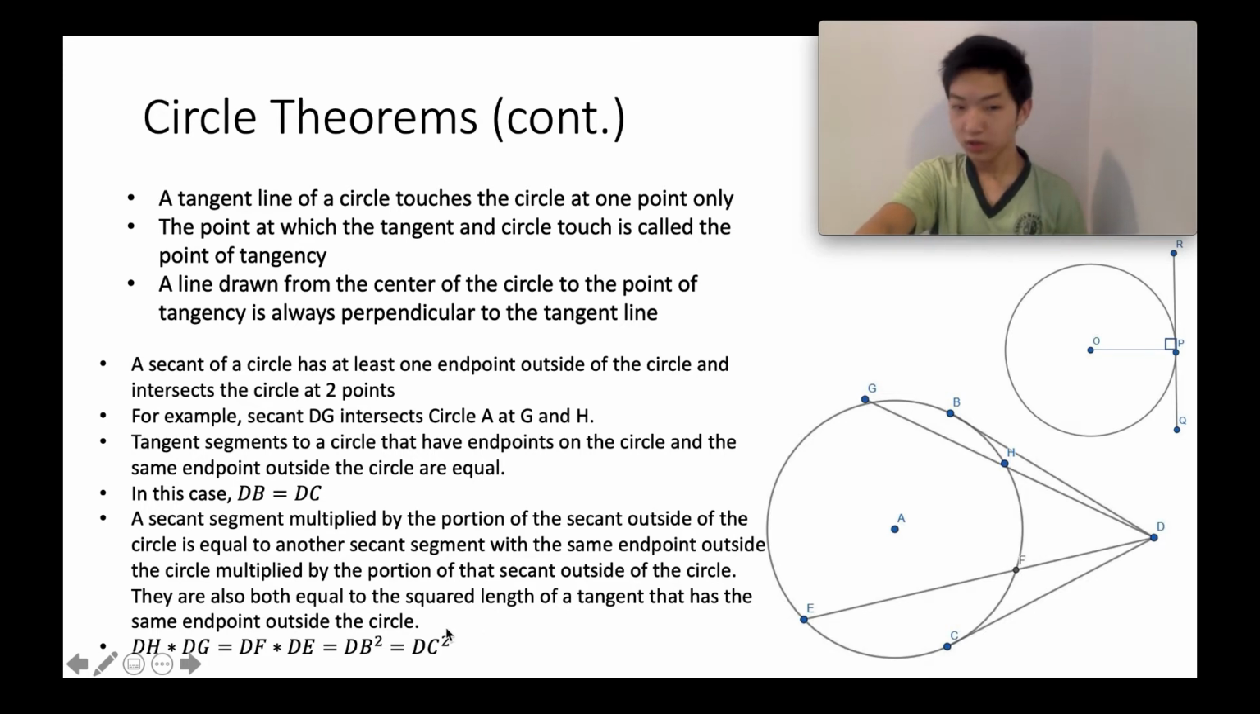They are also both equal to the squared length of a tangent that has the same endpoint outside the circle. So we can see that these four segments all have the same endpoint outside the circle. Two of them are secants, which we mentioned earlier, and the other two are tangents. So you can also say that DH times DG is equal to DF times DE, which is also equal to DB squared, which is also equal to DC squared. So these are all equal to each other.